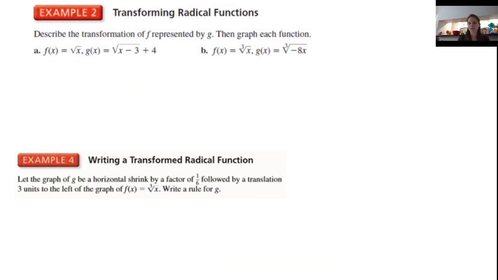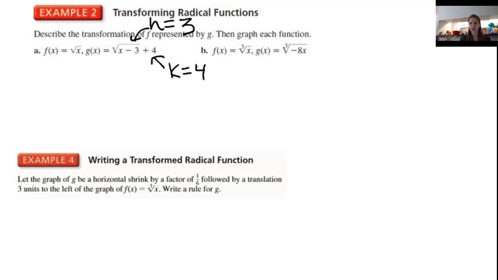Example 2, transforming radical functions. Describe the transformation of f represented by g, then graph each function. So we have f of x is the square root of x, that's the parent function, and g of x is the square root of x minus 3 plus 4. So this x minus 3 gives us an h value of 3. And the plus 4 is our k value, k equals 4.